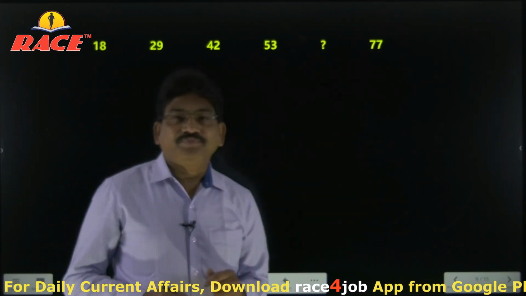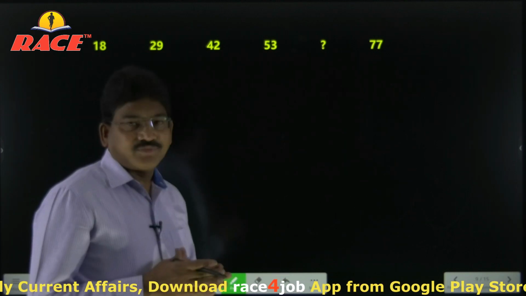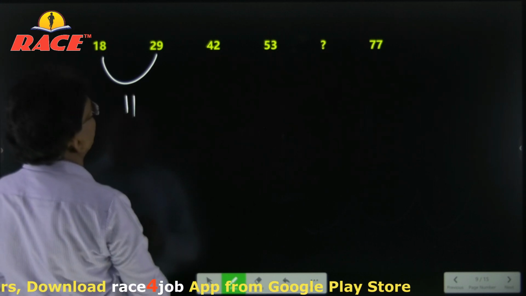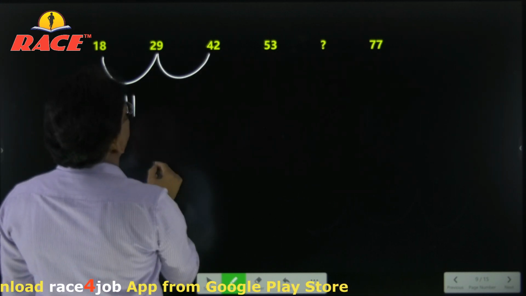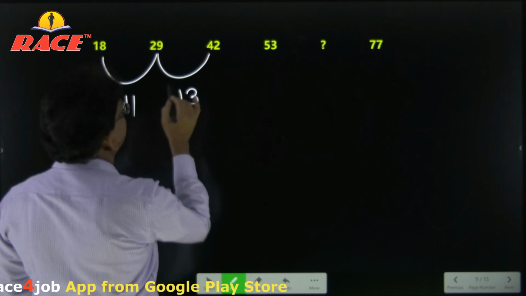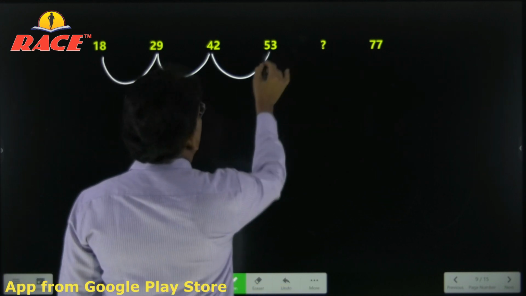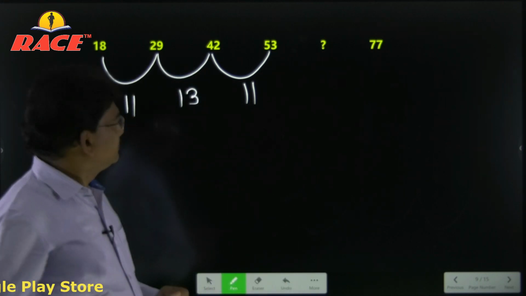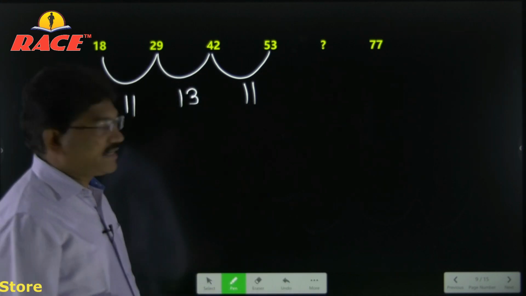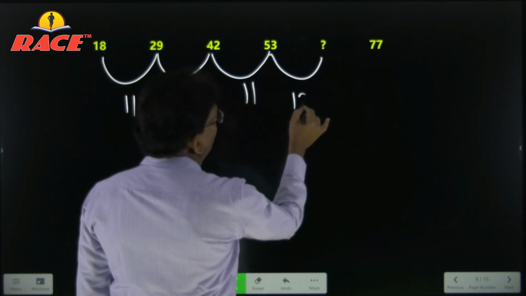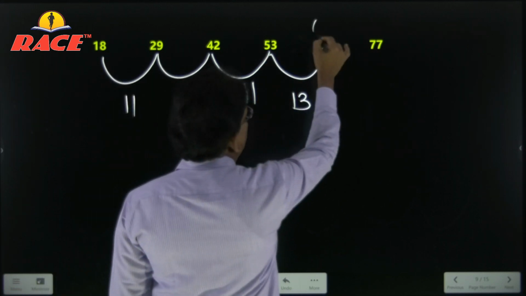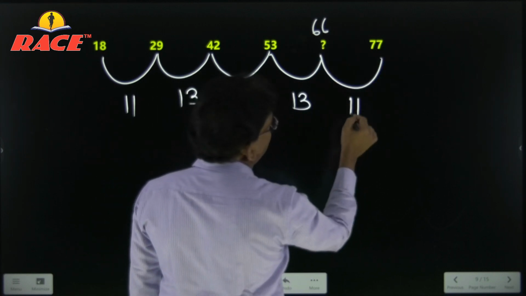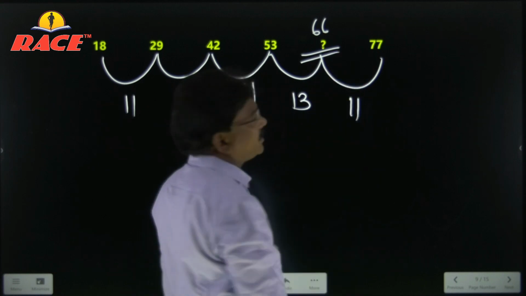Next question. See this one. The numbers are closely given, so let's go for the difference. 18 and 29, difference is 11. 29 and 42, difference is 13. Again 42 and 53, difference is 11. 11, 13, again 11, means it should be again 13. Let us try. If it is 13, 53 plus 13 is 66. Then next one should be 11, and 66 plus 11 is 77, correct.